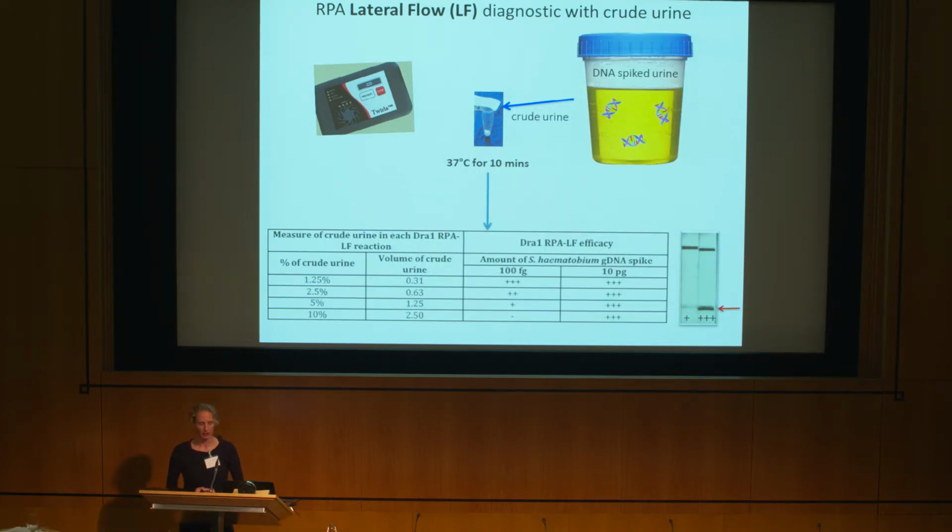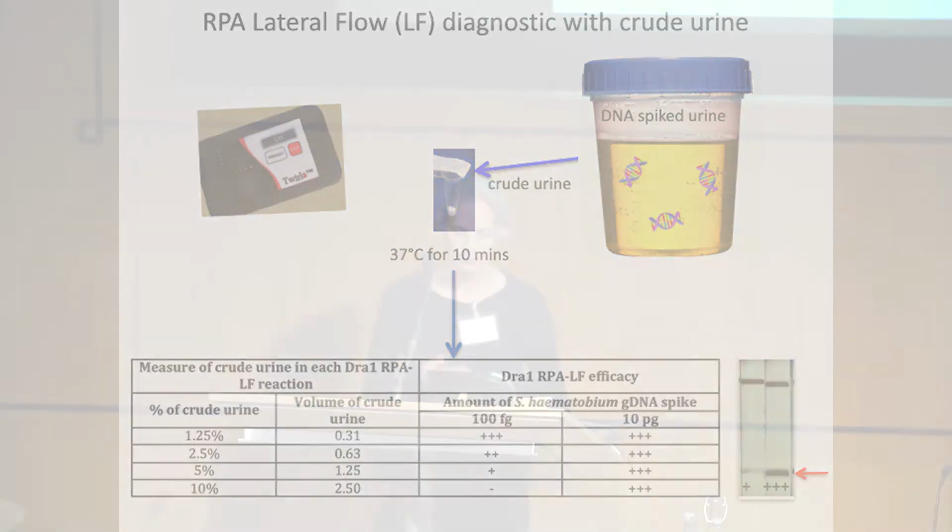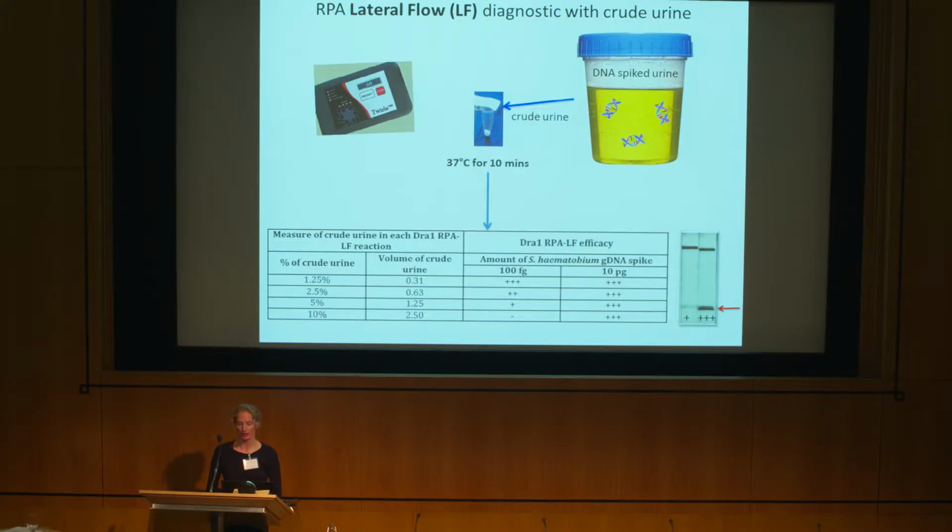We then tested this assay to see what happened when we actually put crude urine into our assay, to see how it performed in the presence of normal PCR inhibitors. And again, it did withstand inhibitors at low levels of DNA. Inhibition did start to appear when you increase the amount of urine, but at much higher levels of DNA, you can see there's no effect of adding the urine to the assays on the performance.